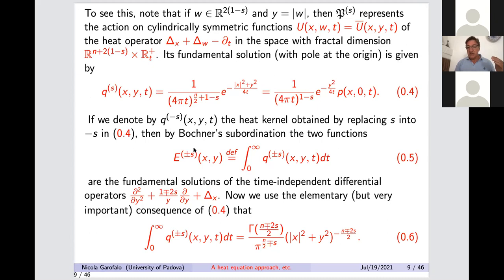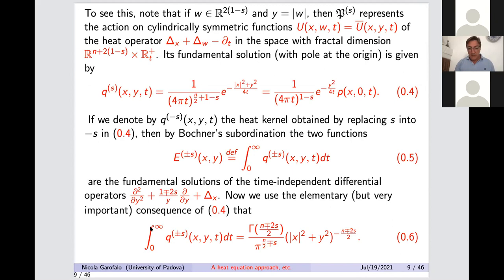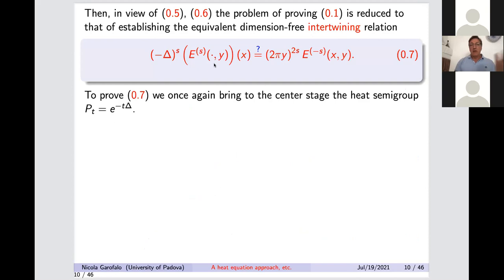So I'm applying the fractional Laplacian to this object here. So this is equal to, I mean, this is just a scaling factor, and then you have E upper minus S. So notice that, said in this way, this formula 07 is completely equivalent, of course, because of this observation down here, to formula 01. And therefore, now we want to prove 07, and that's what I will prove for you in the next slide.